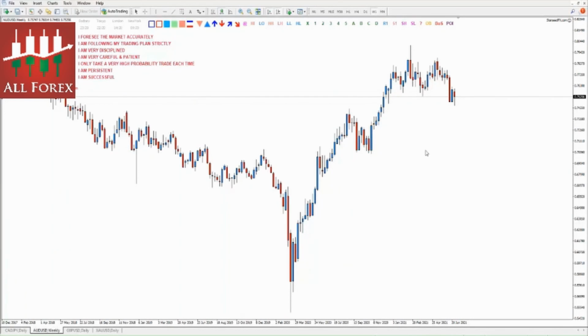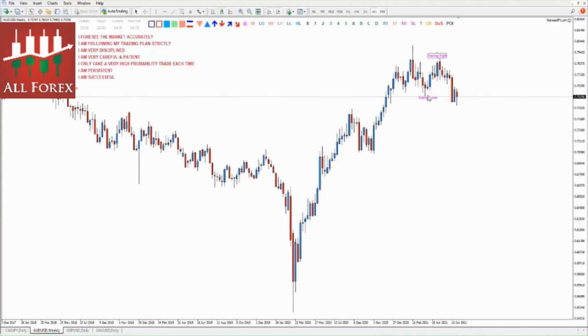After you understand the market bias from the higher time frame, you decide your swing high and swing low. So this is my swing high and this is my swing low. And I see a break of structure here. Alright, so this is the break of structure, and my order block is the last bullish candle before the breakout happened. So this is weekly, okay?